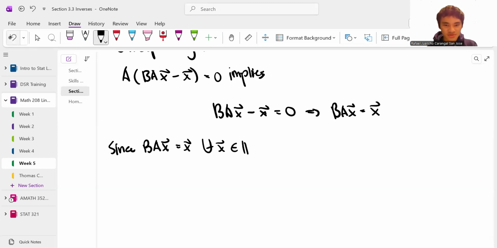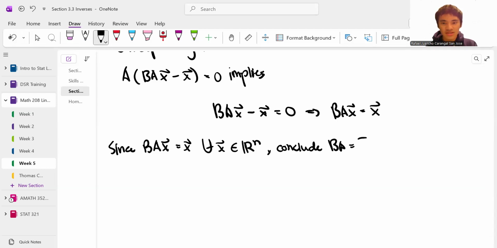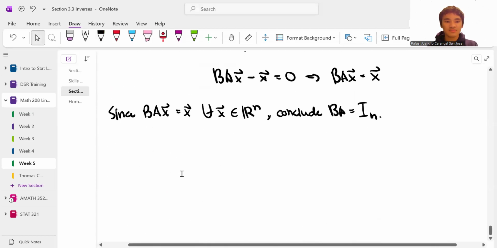so I'm using a lot more notation now, in R^n, we conclude BA is just the identity, I_n. And to show that B is unique, so that was that part.